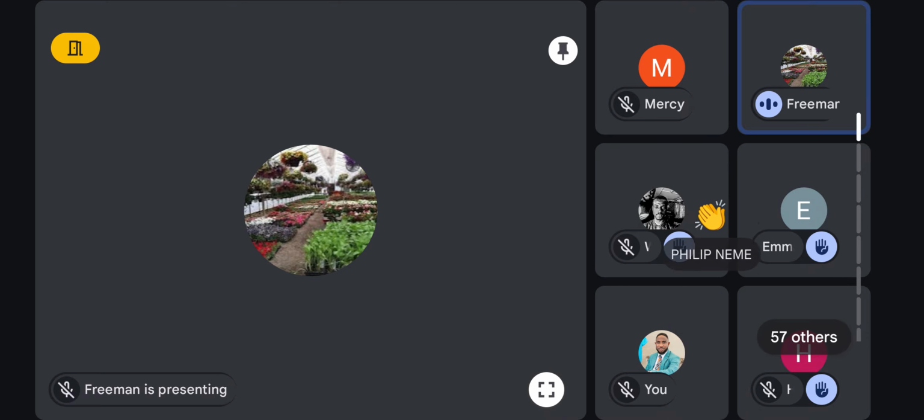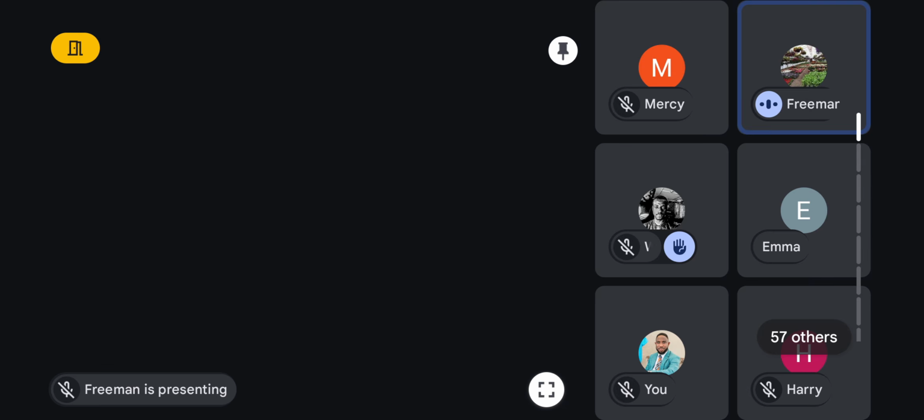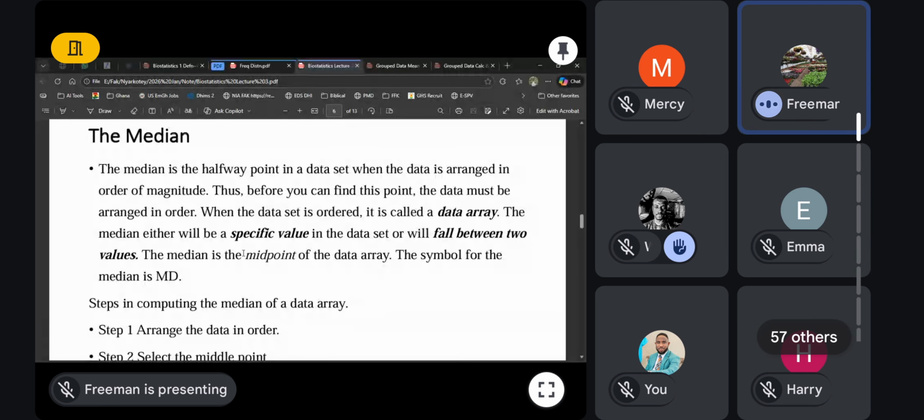So, median. The median is the number or the value that is found at the center of the data when we arrange the data in order of magnitude. When I say we arrange the data in order of magnitude, all I mean is we arrange the data from the smallest to the highest, or from the highest to the smallest. When you arrange the data in that order, the one that occurs at the exact middle is going to be your median.